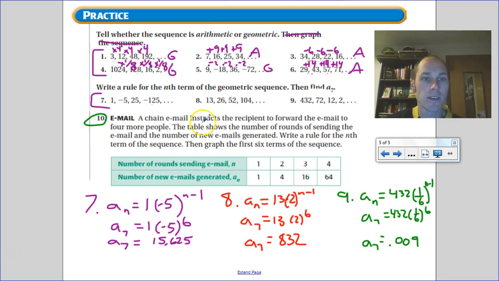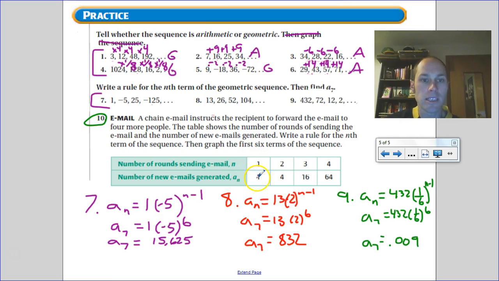Let's finish up by taking a look at number 10. Chain email instructs recipient to forward the email to 4 more people. Maybe you've gotten something like that before, which asks you to forward something on to X number of people. Well, you can see how it quickly reaches a lot of people if everyone follows the pattern.